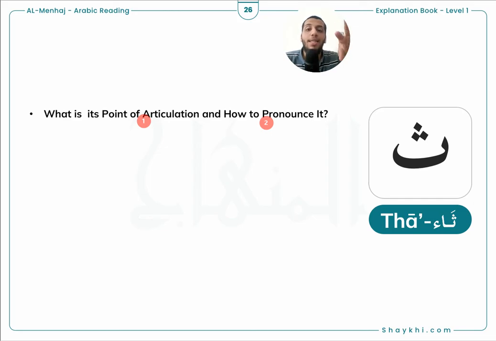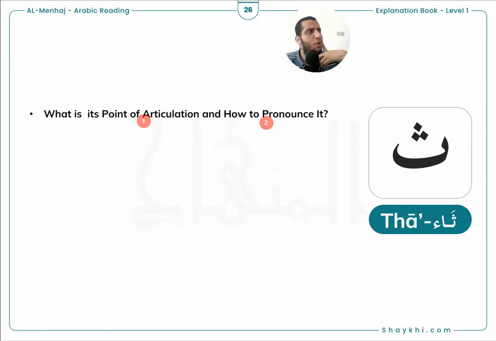Now I will say the letter th, and your role, my dear students, is to discover by yourself what the point of articulation of letter th is and how we pronounce it. Th, th, thi, thu, th. So what is the point of articulation of letter th? This is the first question. The answer is the tongue. The tongue is the point of articulation of letter th.